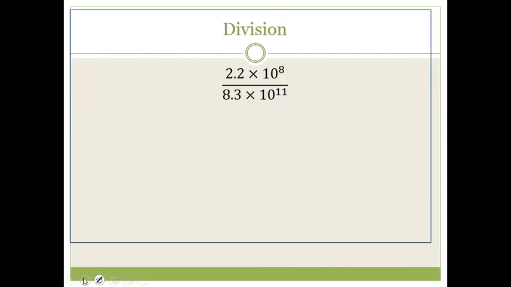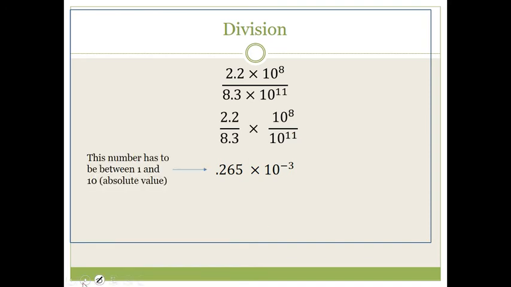Let's do an example like this one here, where I'm going to end up with a number in front that is not in standard form, how we like to see it. Applying these rules, I just divide those two numbers in front. So I do 2.2 divided by 8.3, and I get this 0.265 number. Following the exponent rules, I take the top exponent minus the bottom. So 8 minus 11 is -3.